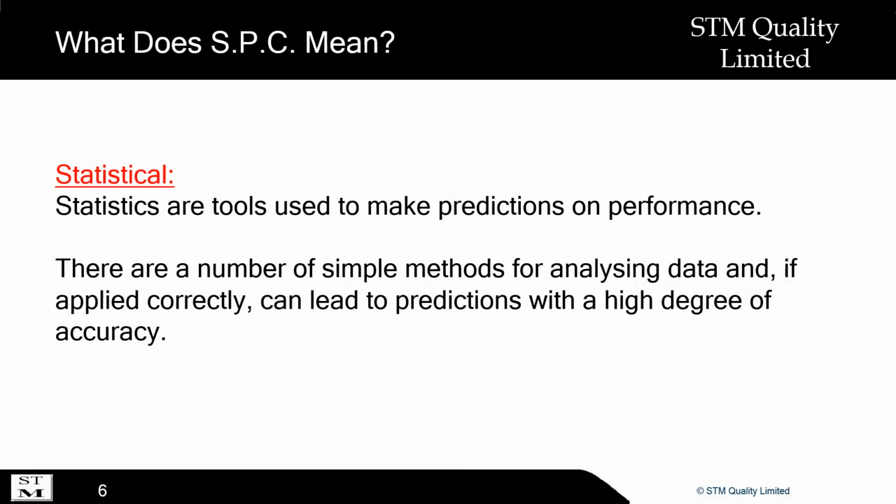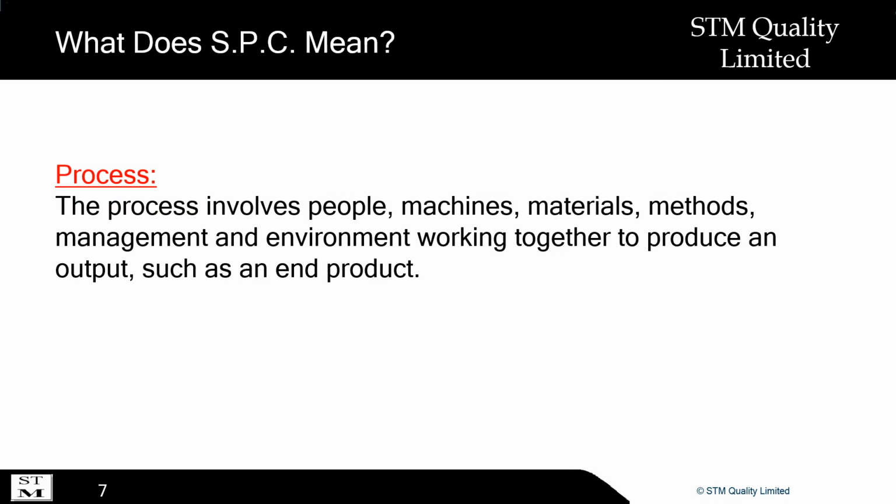Statistical. Statistics are tools used to make predictions on performance. There are a number of simple methods for analysing data and, if applied correctly, can lead to predictions with a high degree of accuracy. Process. The process involves people, machines, materials, methods, management and environment working together to produce an output, such as an end product.